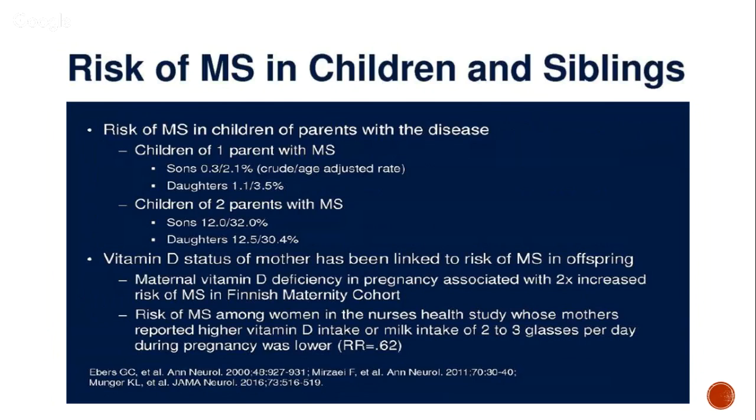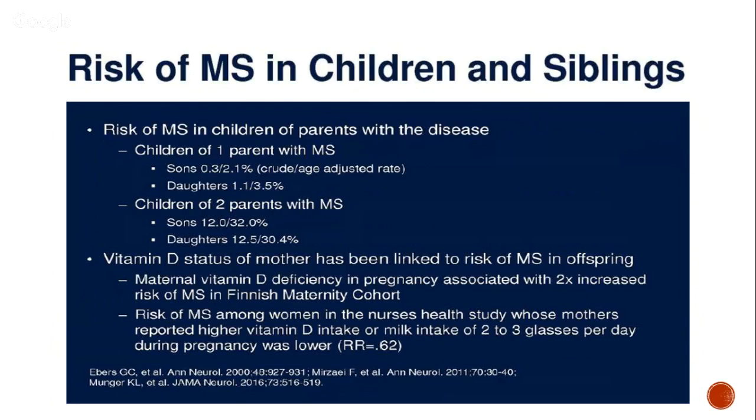If there are two parents with multiple sclerosis, then the chance of the son having it is 32% and daughter is 30%, which you would have thought might flip around, that the females would have a higher risk. But if there are two parents with MS, the risk goes up from 2% to 30%. Overall, it's about 30% chance if two parents have multiple sclerosis, as opposed to 2 to 3% if it's a single parent who has multiple sclerosis.